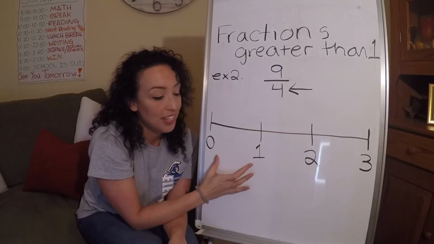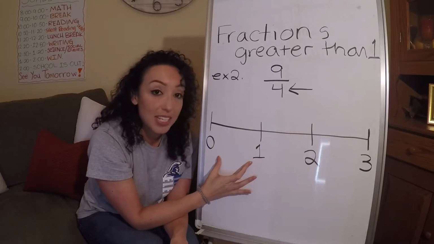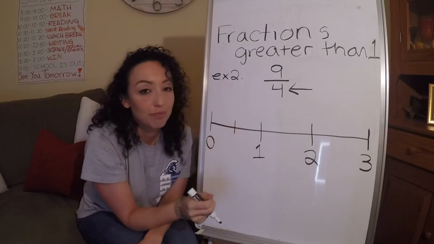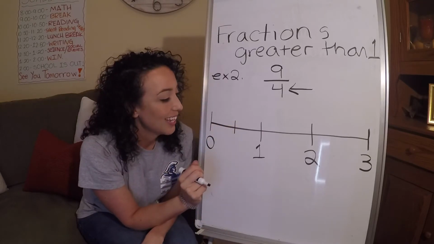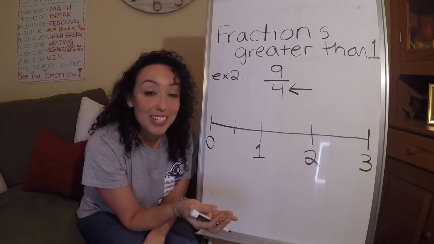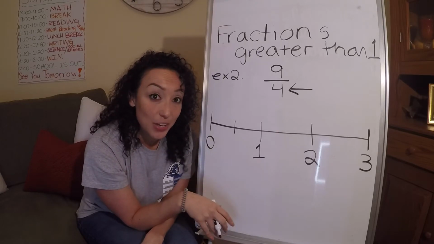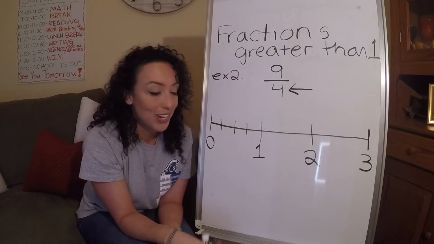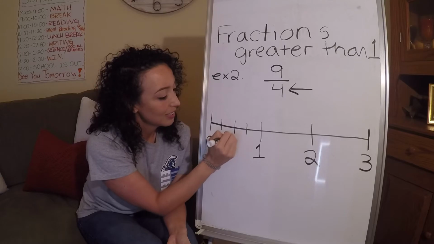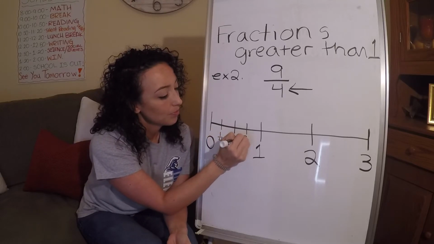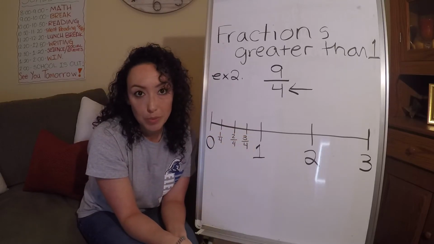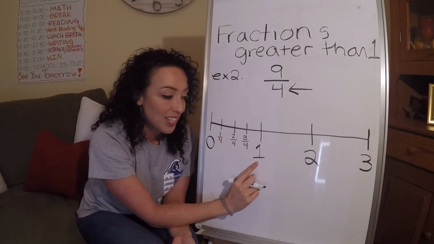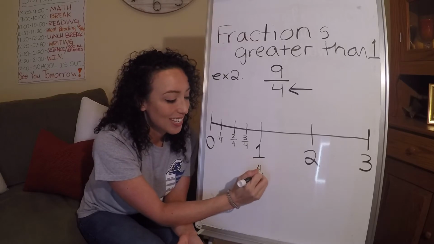So let's look just 0 to 1. Let's break it up. First, cut it in half. That's the easy one. In order to make fourths, you take your halves and you cut them in half again. Now you have fourths. Let's label it. You with me so far? 1 whole, 1/4, 2/4, 3/4, 4/4.